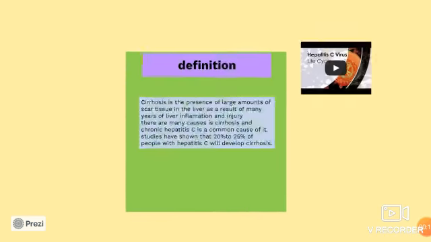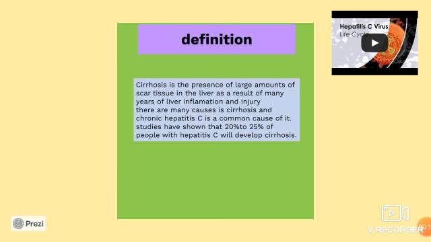Definition: cirrhosis is the presence of a large amount of scar tissues in the liver as a result of many years of liver inflammation and injury. There are many causes. Cirrhosis and chronic hepatitis C is a common cause of it. Studies have shown that 20% to 25% of people with hepatitis C will develop cirrhosis.